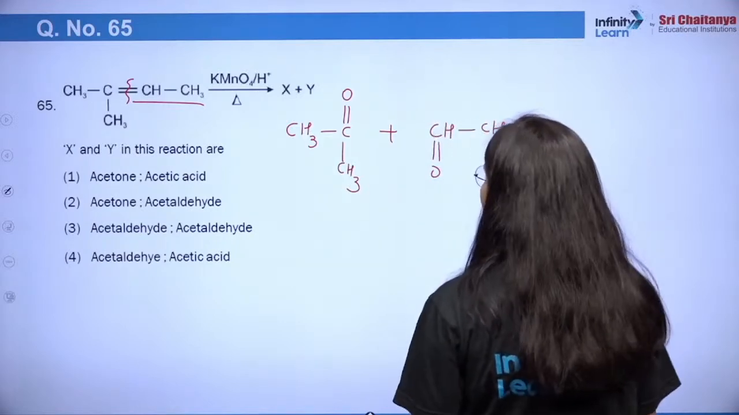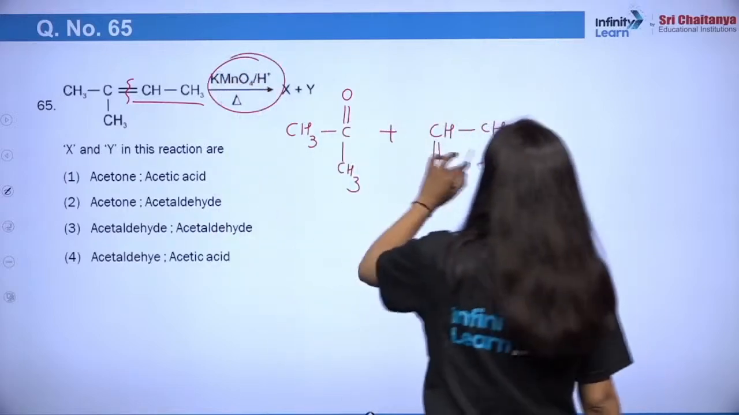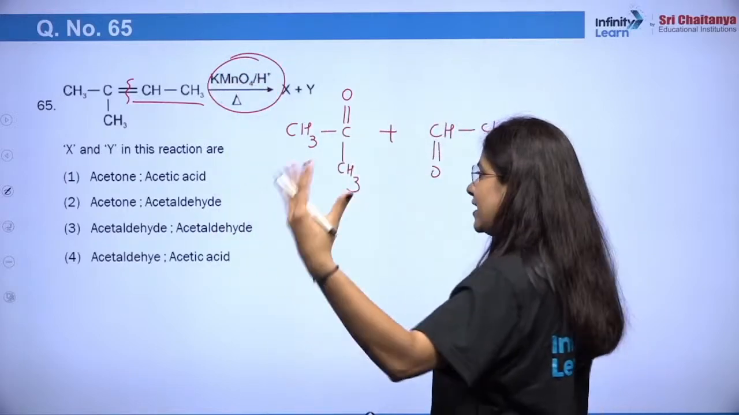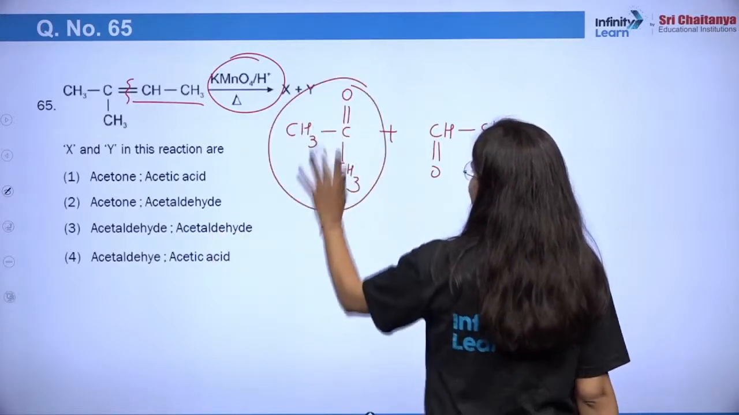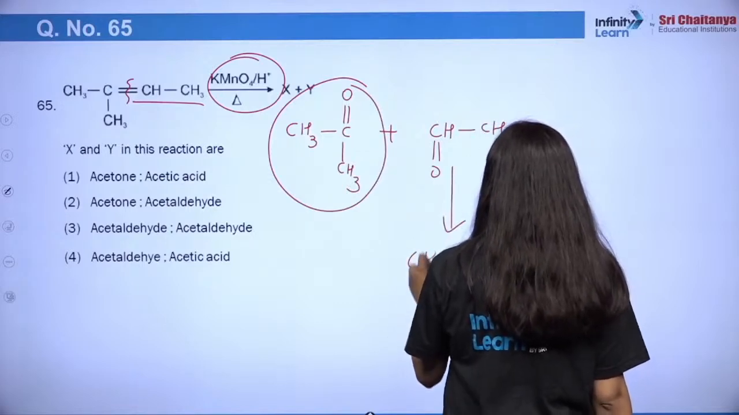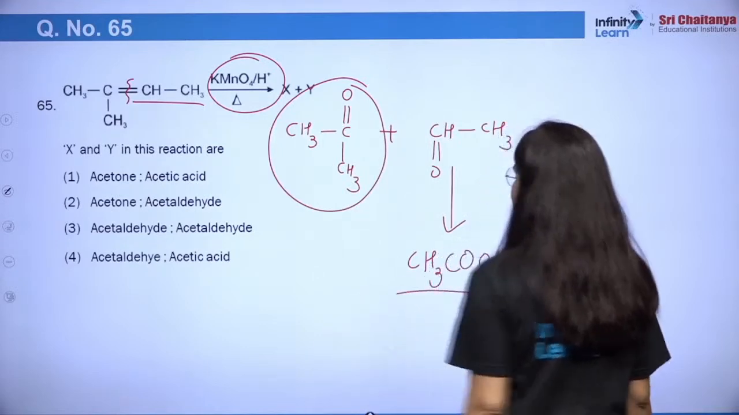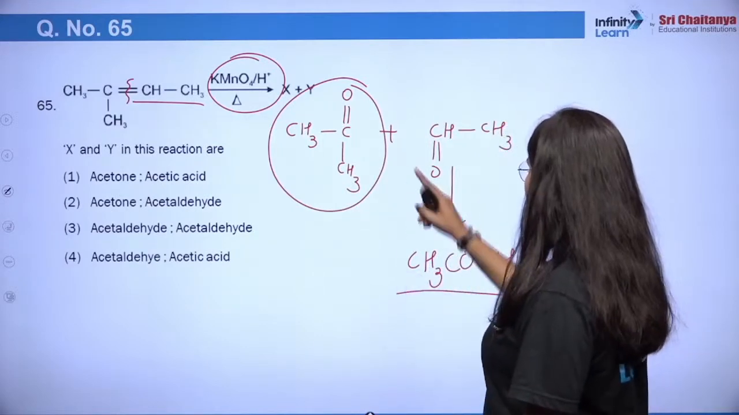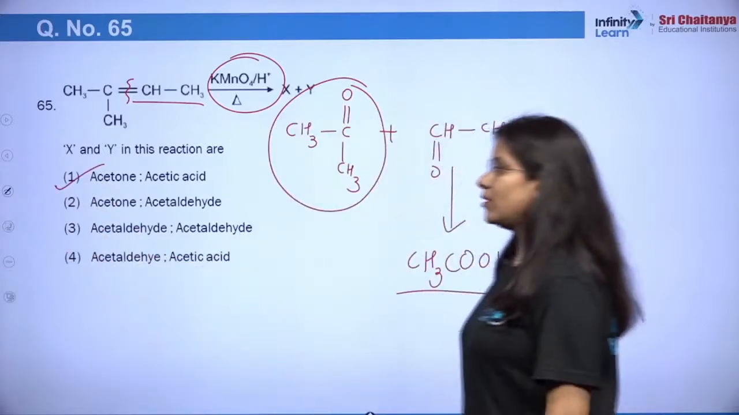Right? Now what will happen? It will further oxidize my aldehyde, because aldehydes are easier to oxidize. Ketone will not oxidize, it will remain as such, but this will further react with KMnO4 to form CH3COOH. So what will be my answer? My answer will be acetone and acetic acid. Acetone and acetic acid. Option number 1.